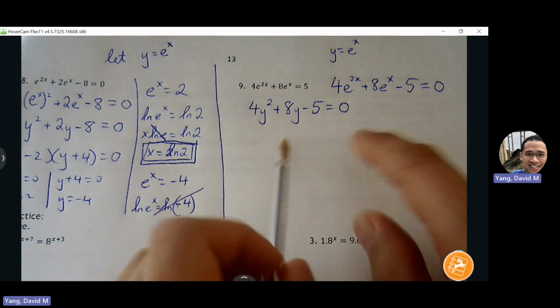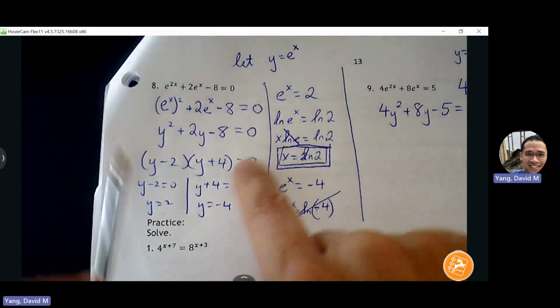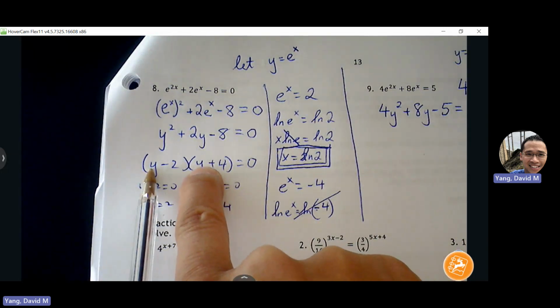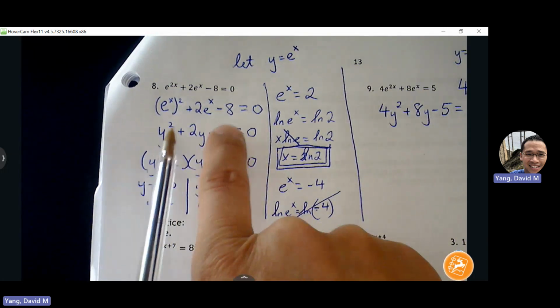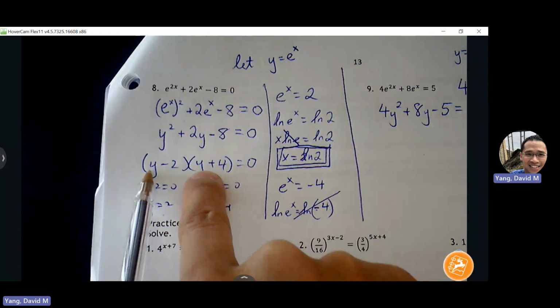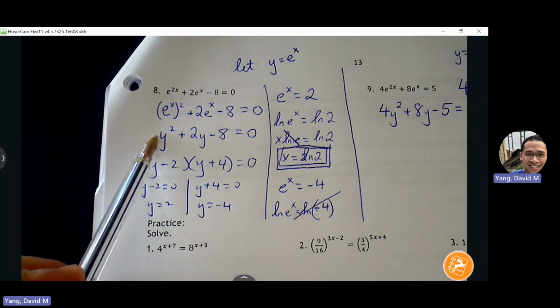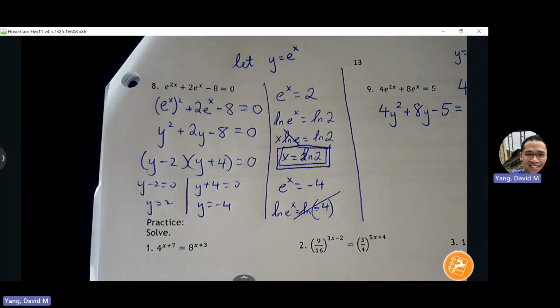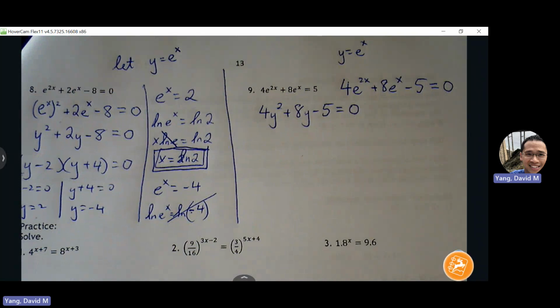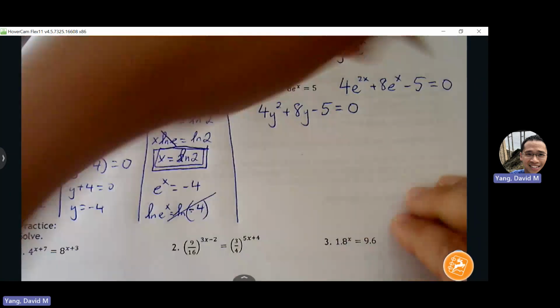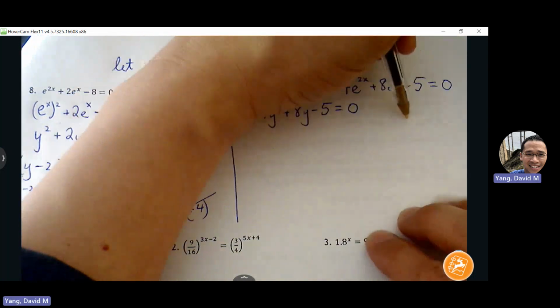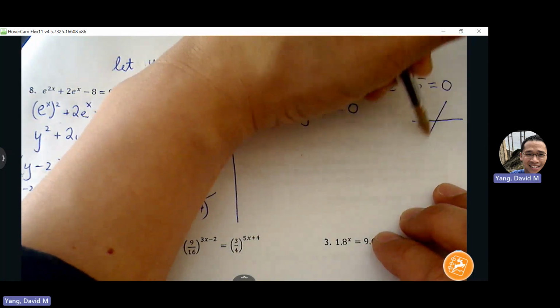Or what we can do is factor, and then once we factor, we can bring back the original variable. Maybe that will feel a little bit easier. We factor, we bring back the original variable, and that way we can just solve for our problem. We're just using that intermediate variable to help us with the factoring, but after that, we can go back to the original problem.